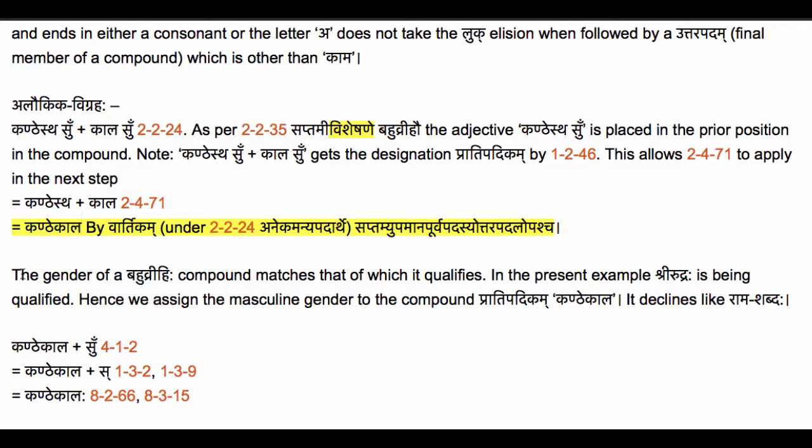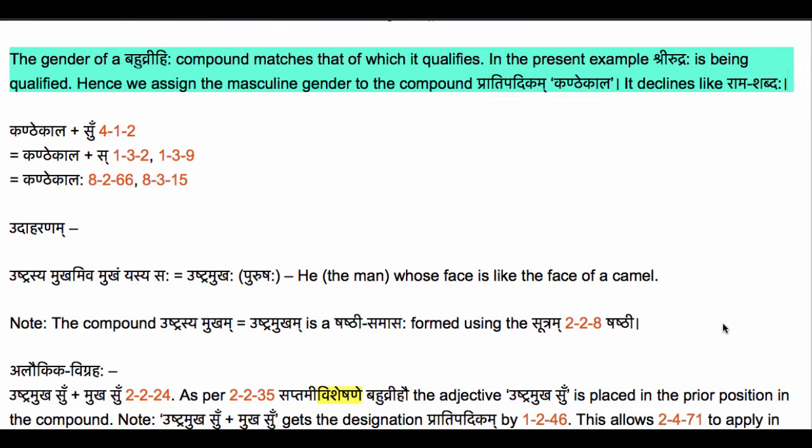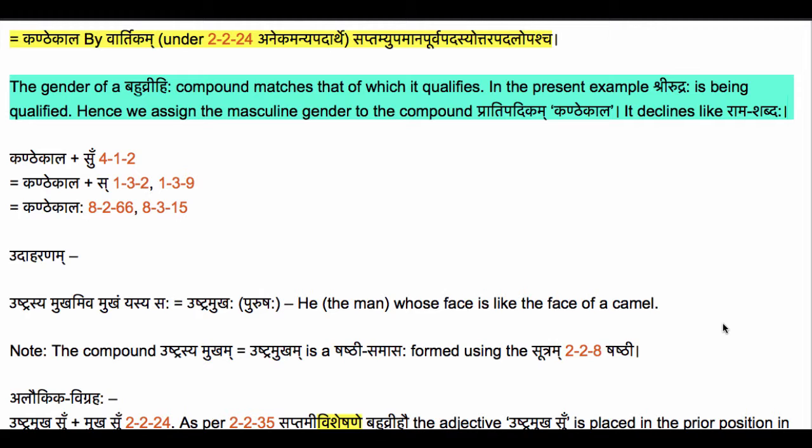Now the gender of a Bahuvrihi compound matches that of which it qualifies. In the present example, Shri Rudra is being qualified, hence we assign the masculine gender to the compound Pratipadikam Kanthe Kala. It declines like Rama Shabdaha, Prathama Ekavachanam is Kanthe Kalaha.